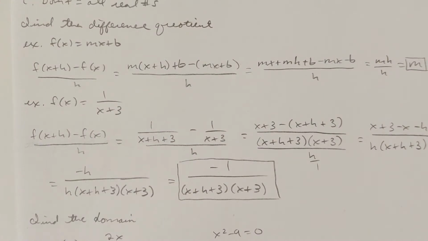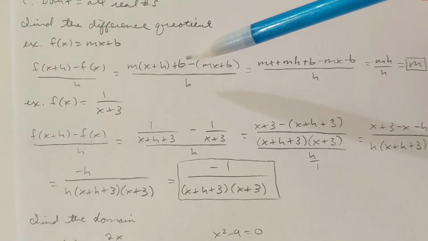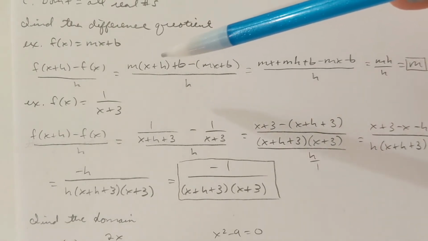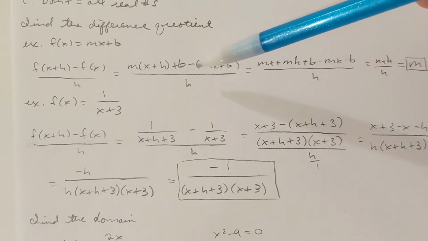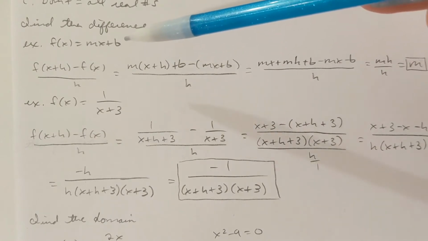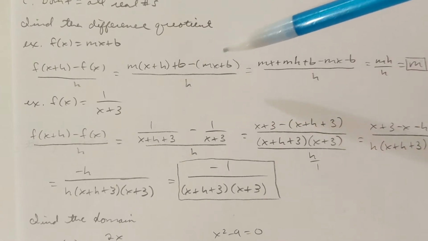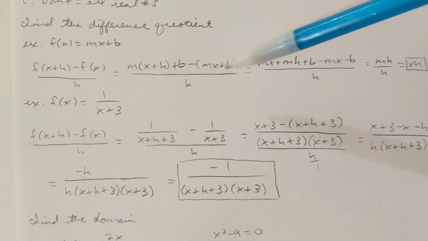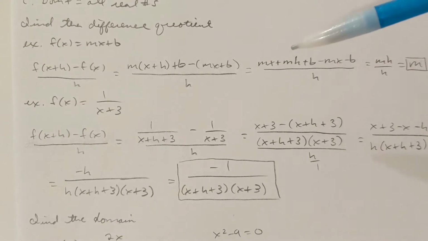Okay, so in the next couple of problems, we're going to find the difference quotient. The first example, f of x equals mx plus b. The difference quotient is f of x plus h minus f of x, all over h. So f of x plus h means replace x with x plus h. M times x plus h plus b, minus f of x, means minus mx plus b. You're subtracting the whole thing, so make sure there's parentheses around that, and then all over h.